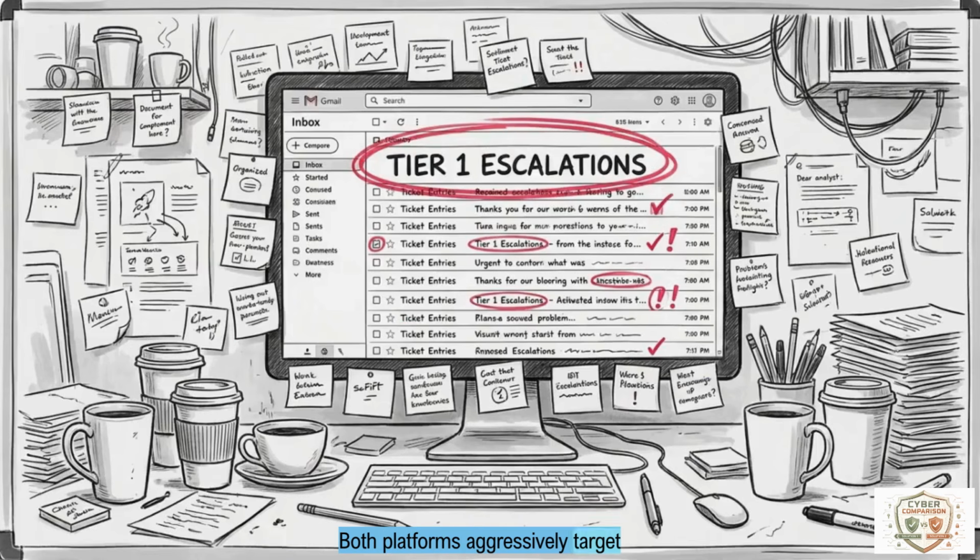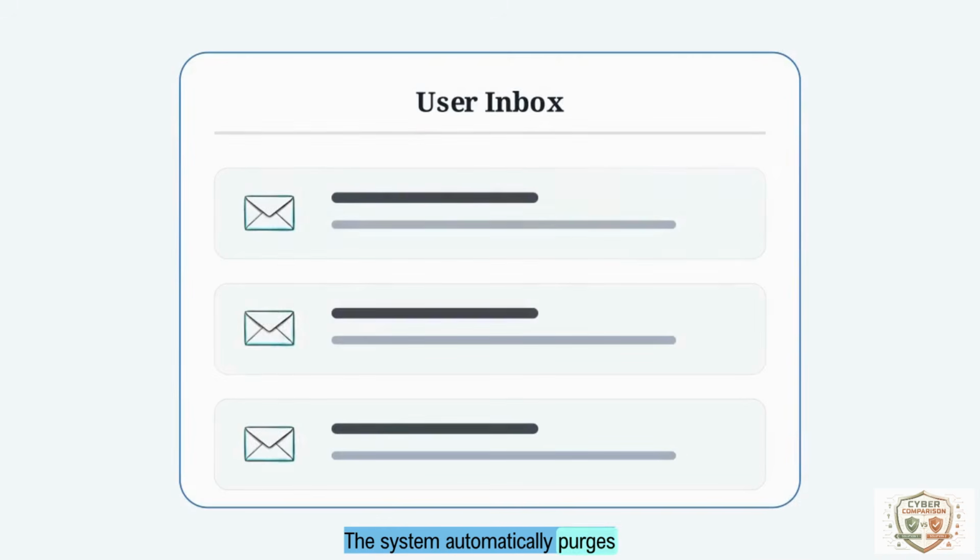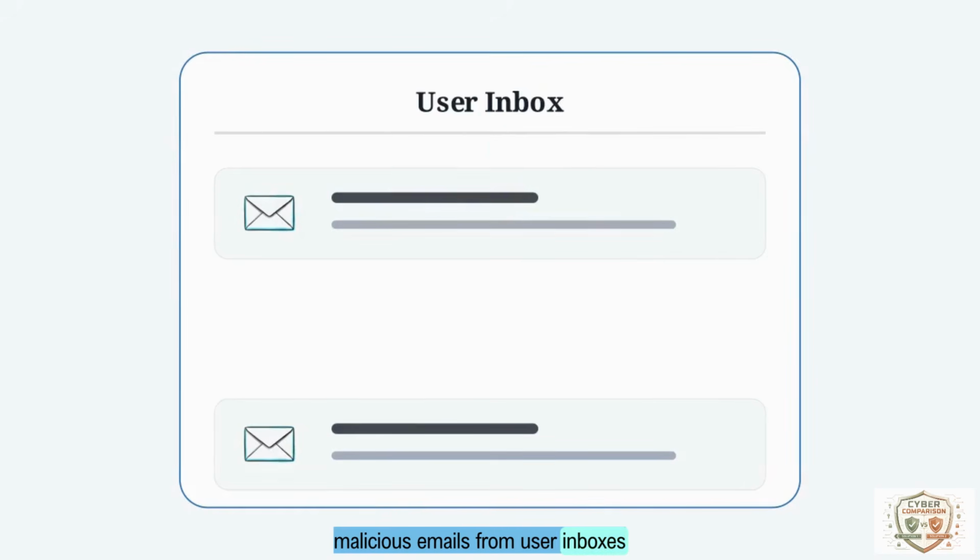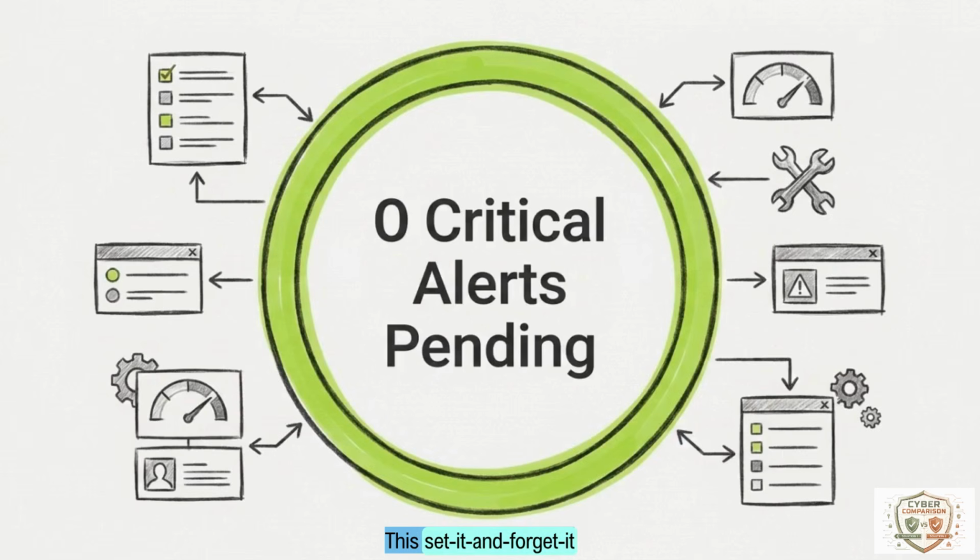Both platforms aggressively target analyst workload, starting with Abnormal's auto-remediation workflows. The system automatically purges malicious emails from user inboxes before an analyst ever has to touch them. This set-it-and-forget-it automation cuts down the required daily headcount. It is highly effective for lean teams that are already suffering from alert fatigue.